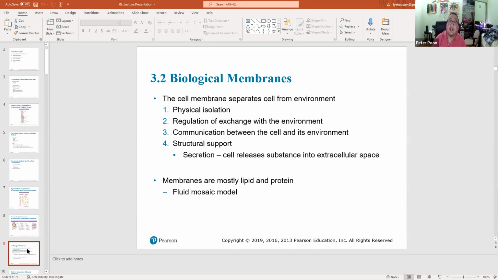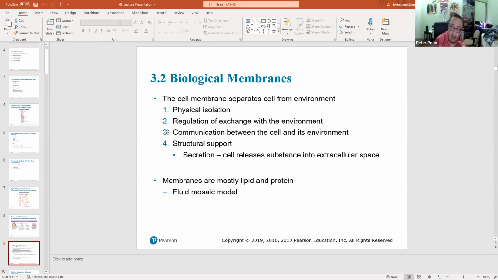All biological membranes have some features that they share in common. One, the fact there's a physical membrane allows for physical isolation. It separates the inside from the outside. Now that I have a way to separate the inside from the outside, I have a way to regulate what can come in and what can go out. That's the purpose of the membrane: the regulation of the exchange with the environment.